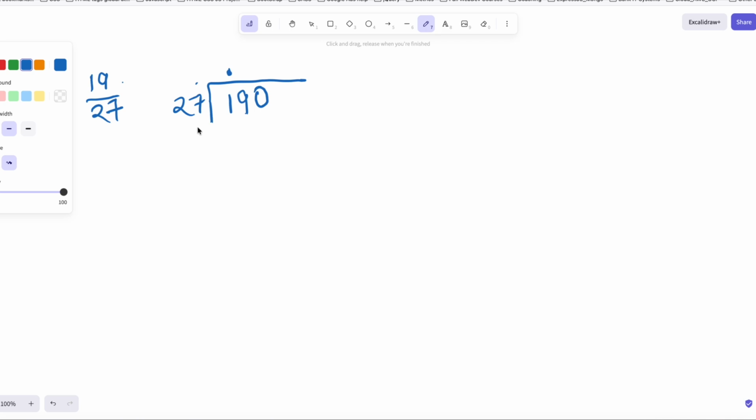So how many times does 27 go into 190? Depending upon your comfort level with numbers, you can easily say that this will be somewhere around 8, I would say. So let's just do it. 27 times 8. Well, actually, this is a bit bigger. This is bigger than 190. So it's definitely 27 times 7, right? So this will be 189. So the number that you multiply 27 with to get a result which is less than 190 is 7.